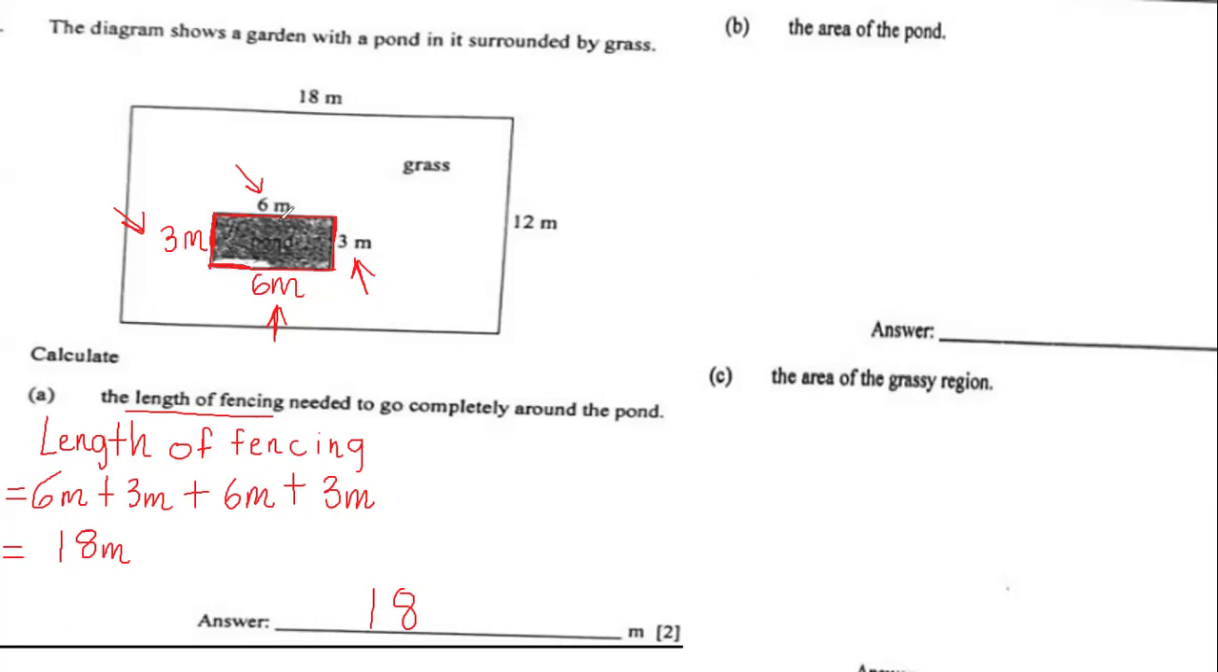Okay. So we say length of fencing equals 6 meters plus 3 meters plus 6 meters plus 3 meters, and that equals 18 meters. Very good. So we add up all the lengths and we get 18, and that gives us the length of fencing. So we basically had to find the perimeter. Now the next question is we want to find the area of the pond.